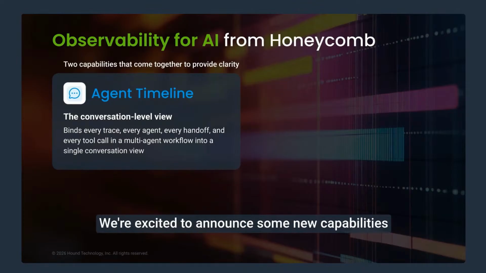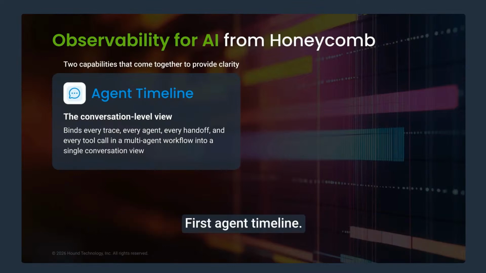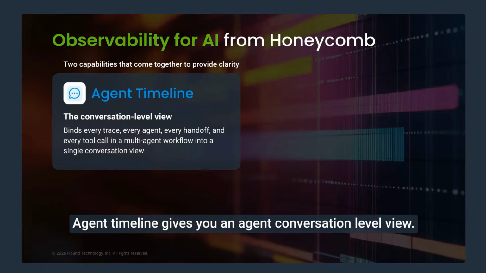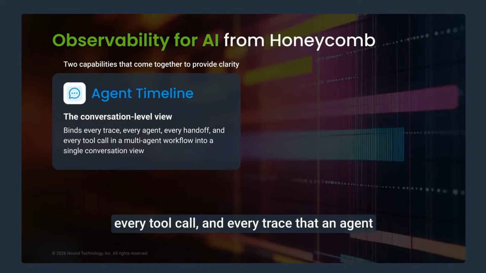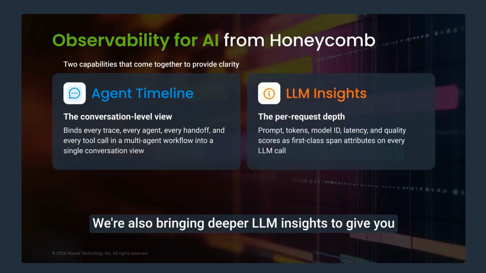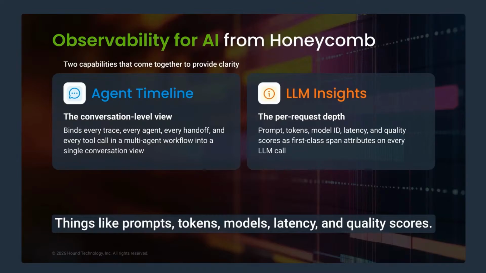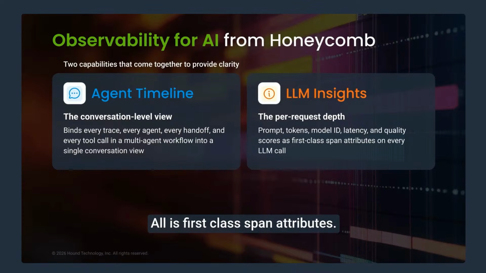We're excited to announce some new capabilities within Honeycomb that help solve these challenges and are built on our foundational observability. First, Agent Timeline. Agent Timeline gives you an agent conversation level view. You can see every agent call, every LLM handoff, every tool call, and every trace that an agent makes, all bound into a single conversation. We're also bringing deeper LLM insights to give you the per request telemetry that you need around AI, things like prompts, tokens, models, latency, and quality scores, all as first-class span attributes.